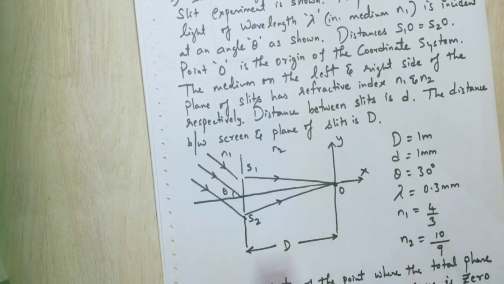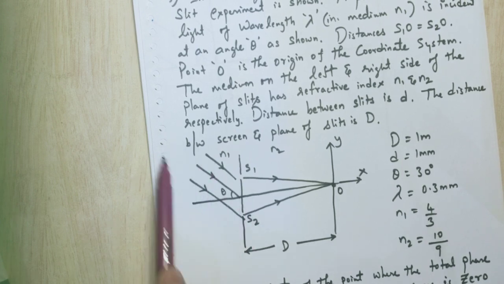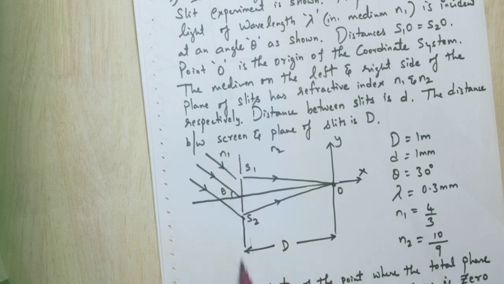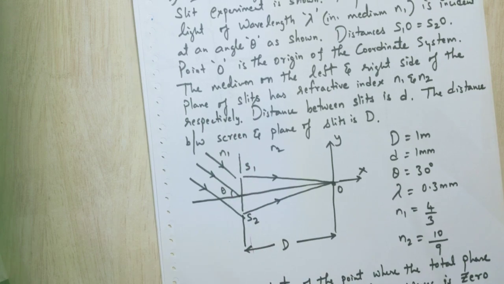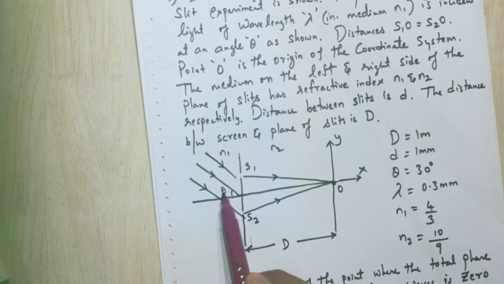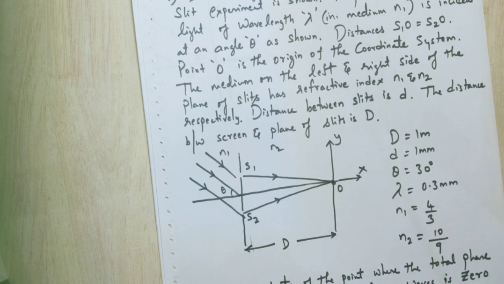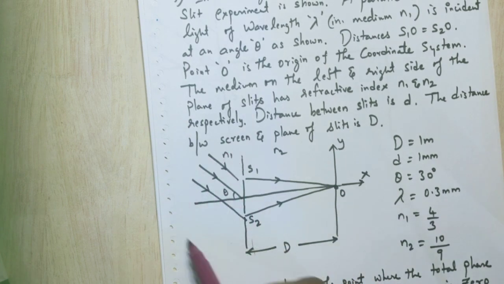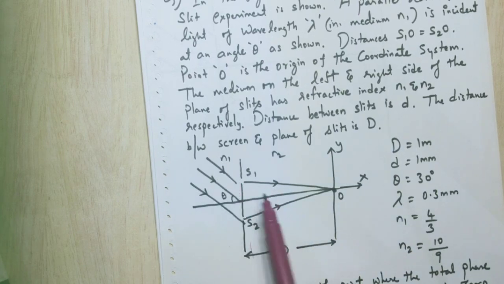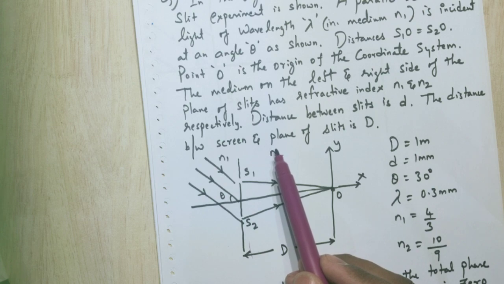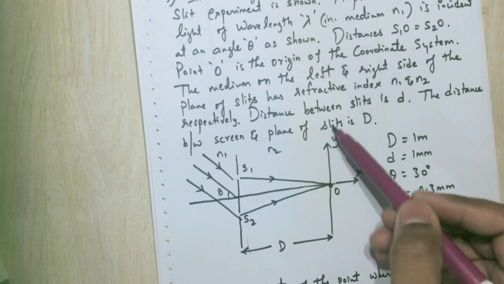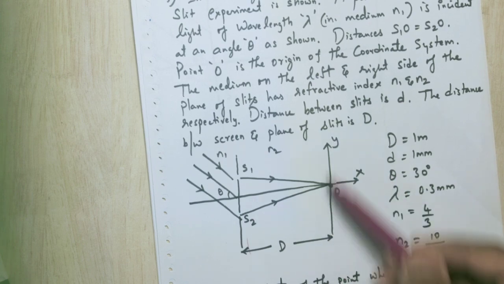So if you see the diagram, there is a parallel beam of light that is incident on this plane of slits containing S1 and S2 slits. This is a parallel beam of light and this light is making an angle theta with the horizontal. The refractive index of the medium on the left side of the plane of slits is n1 and the refractive index of the medium on the right side is n2. And finally the interference pattern is formed on this screen, which is nothing but the y-axis.